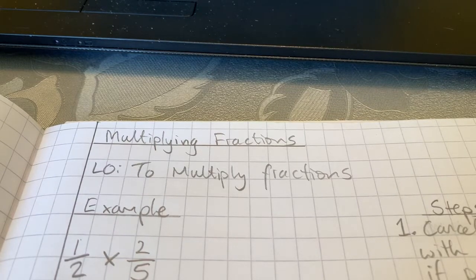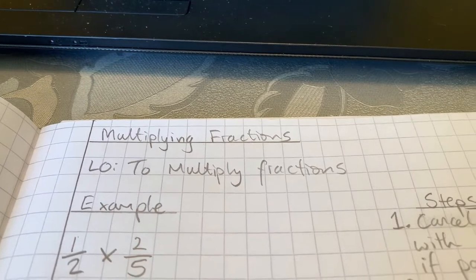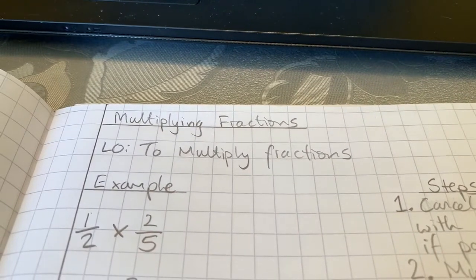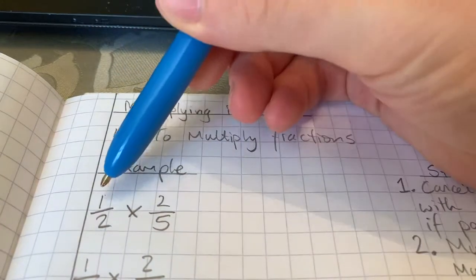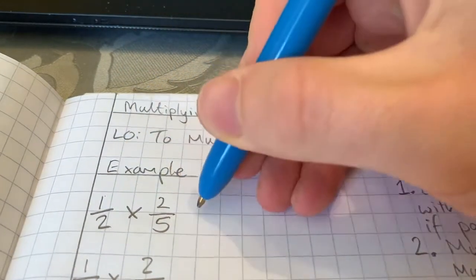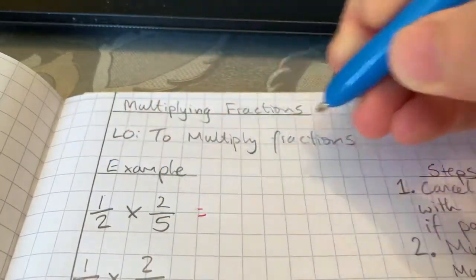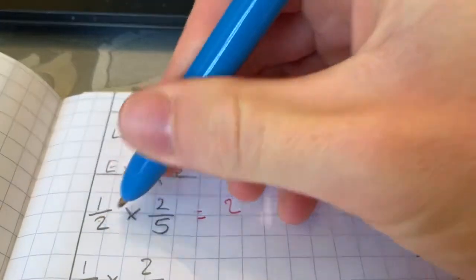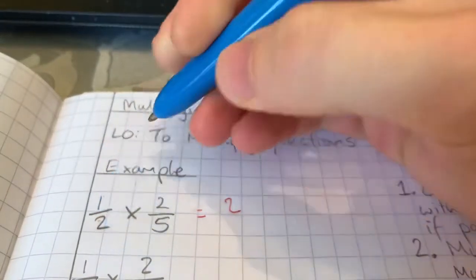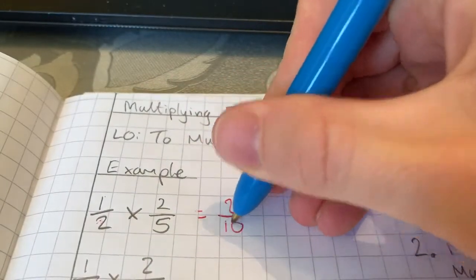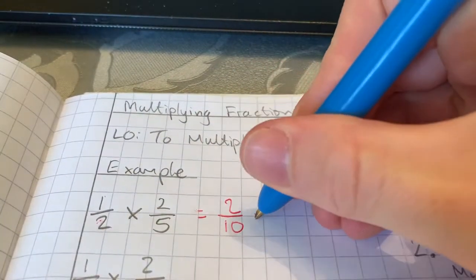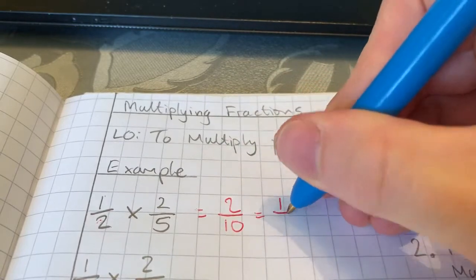So this is going over how to multiply fractions, and it is a pretty simple concept. So it is literally multiply the numerators together. So 1 times 2 is 2, and then you multiply denominators together. So 2 times 5 is 10, and then you simplify down from there. So you need to get it in the simplest form.